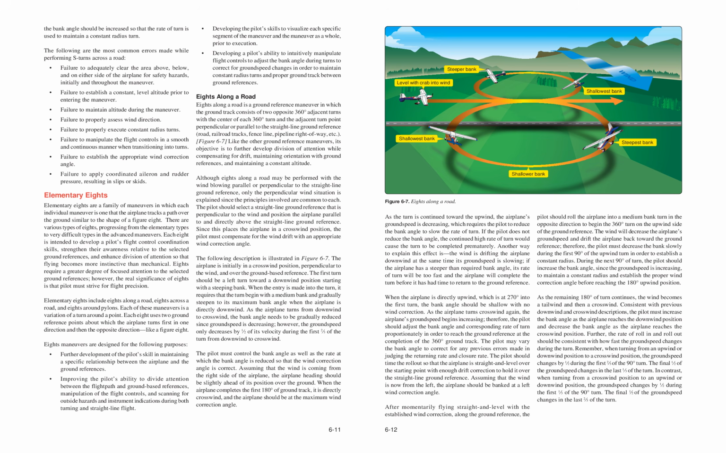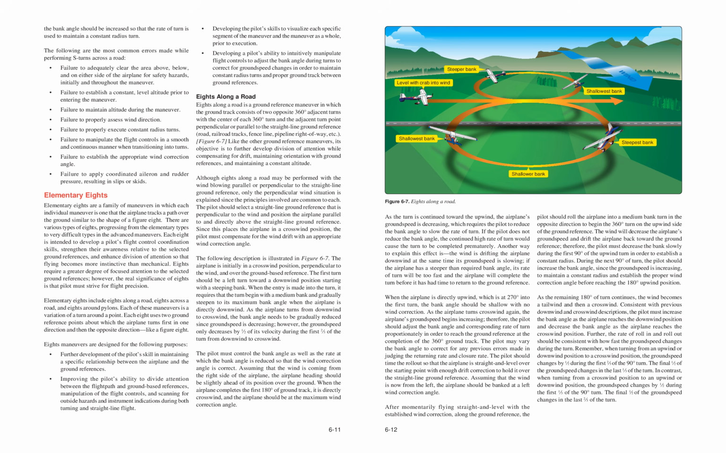Elementary eights. Elementary eights are a family of maneuvers in which the airplane tracks a path over the ground similar to the shape of a figure 8. There are various types of eights, progressing from the elementary types to very difficult types in the advanced maneuvers. Each eight is intended to develop a pilot's flight control coordination skills, strengthen their awareness relative to the selected ground references, and enhance division of attention so that flying becomes more instinctive than mechanical.